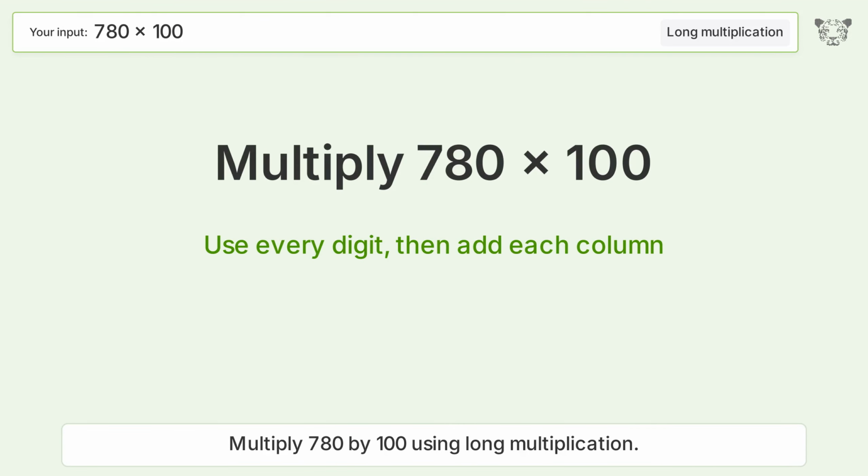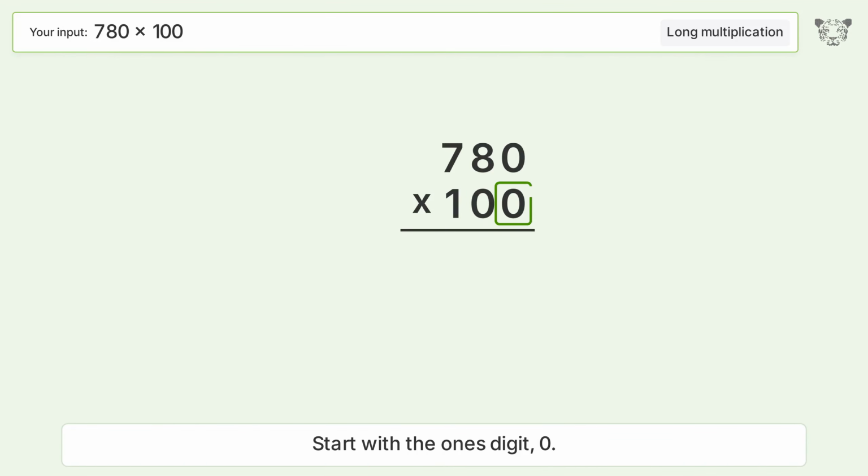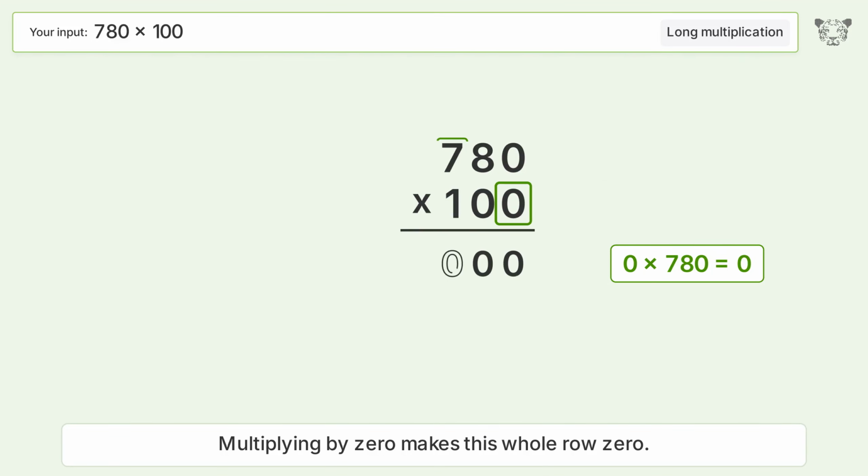Multiply 780 by 100 using long multiplication. Start with the ones digit, 0. Multiplying by 0 makes this whole row 0. The first partial product is 0.